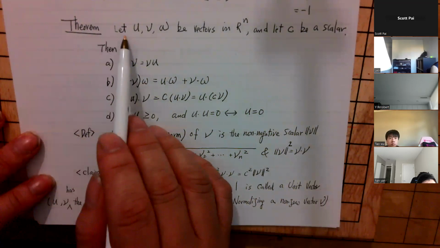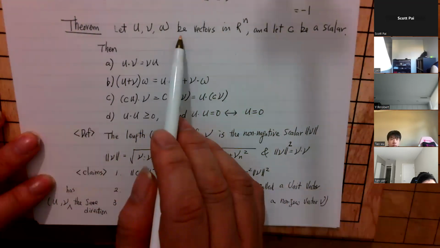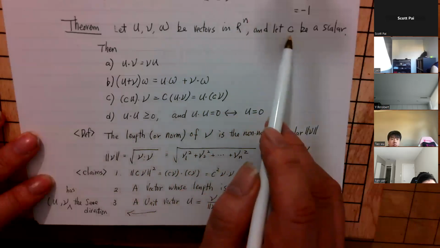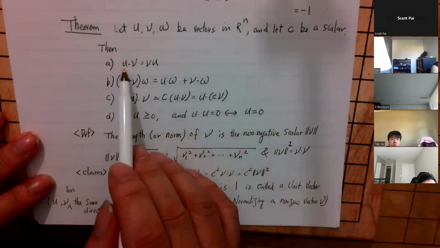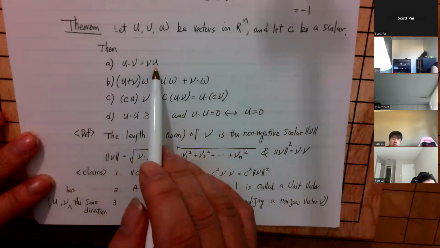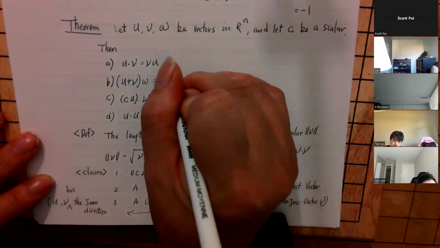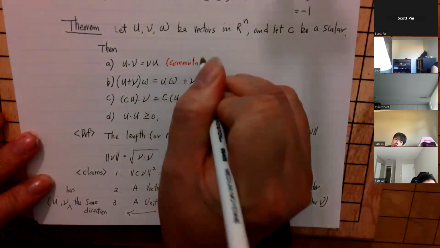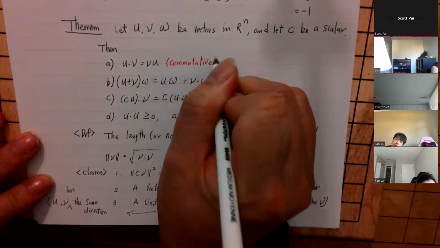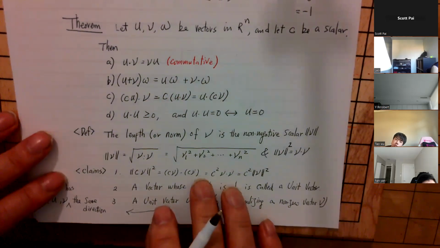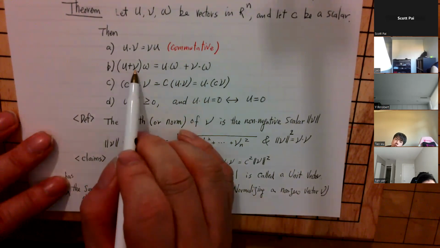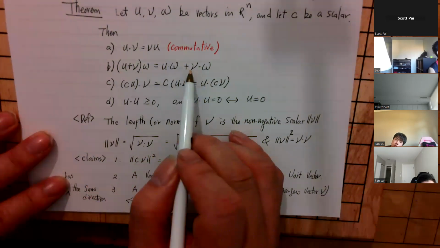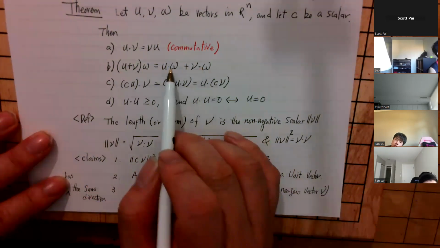Now the theorem. Let u, v, w be vectors in Rn, and let c be a scalar. Then u times v is v times u. This is called commutative, for the inner product between two vectors. And (u plus v) times w is equal to u times w plus v times w. Times here means inner product.